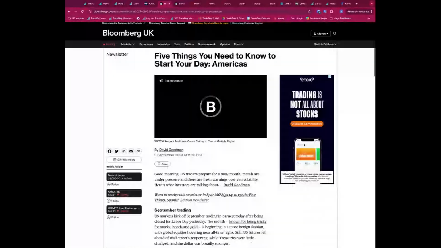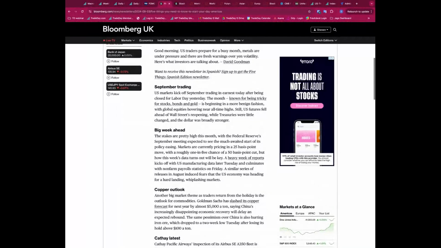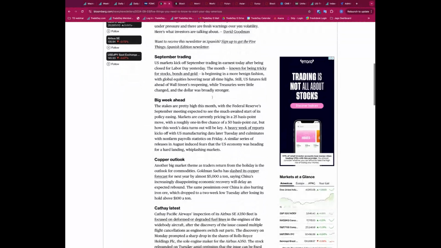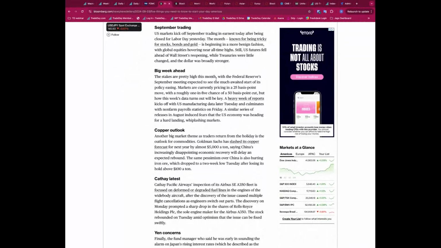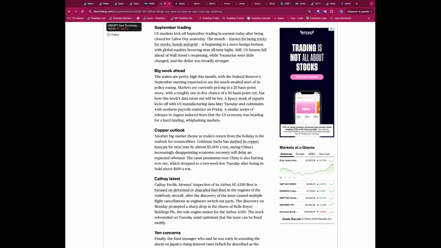Let's jump to 5 things to start your day. US markets kick off September trading in earnest today, after being closed for Labor Day yesterday. It's seasonally tricky for stocks, bonds and gold. But nevertheless, coming into it with the potential for a US Fed rate cut. A big week ahead. We've already spoken about this. Fed Reserve September meeting: markets currently pricing in 25 basis points, with an outside chance, about 1 in 5, and on FedWatch slightly higher than that, for a 50 basis point cut.